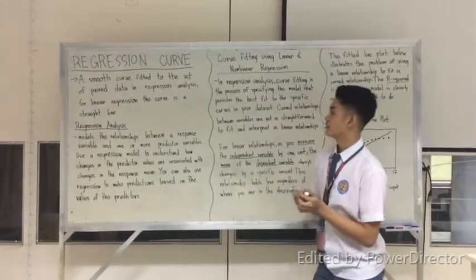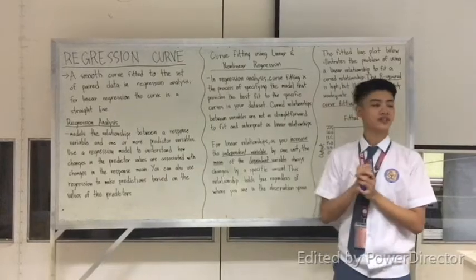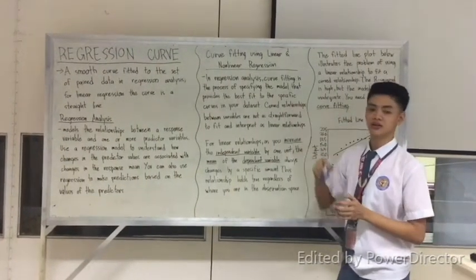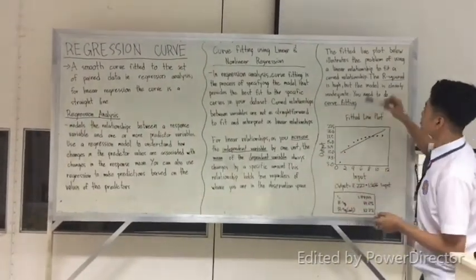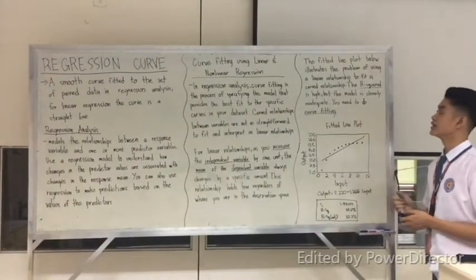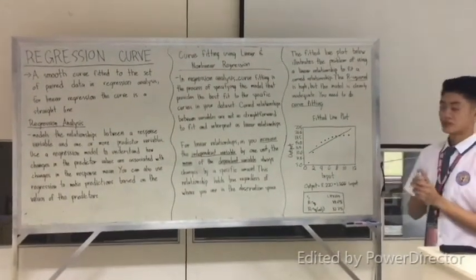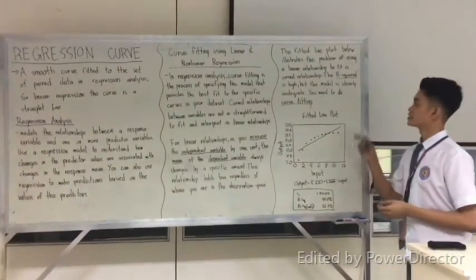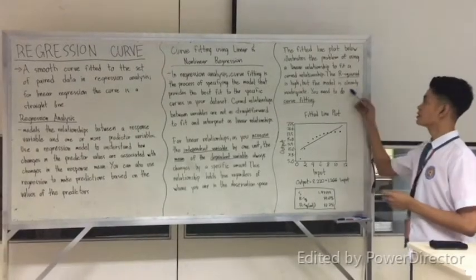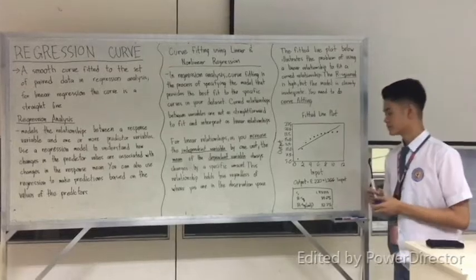So now that we've got the basics down, I'm going to discuss why you need to fit curves in a regression model. The fitted line plot below illustrates the problem of using a linear relationship to fit a curved relationship. The R squared is high, but the model is clearly inadequate. You need to do curve fitting.